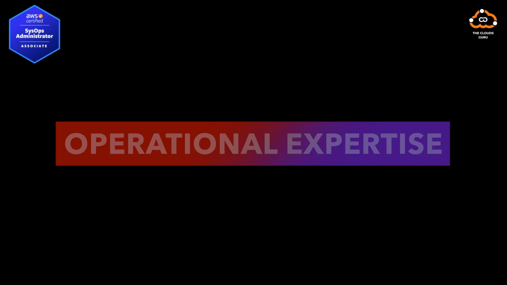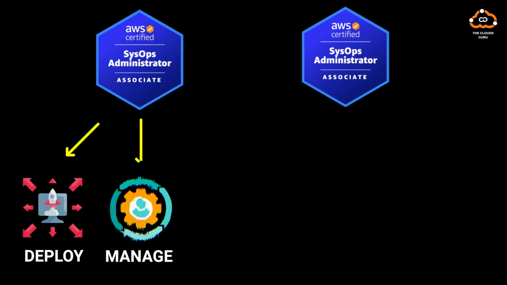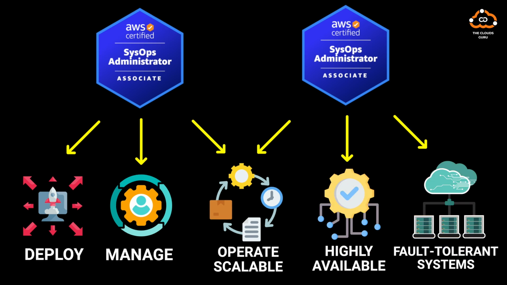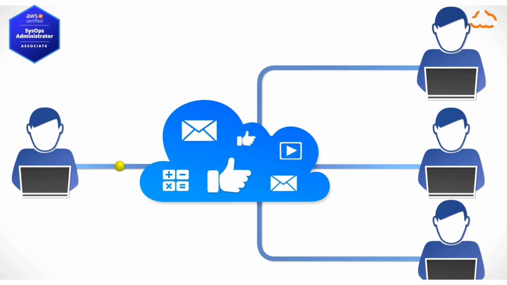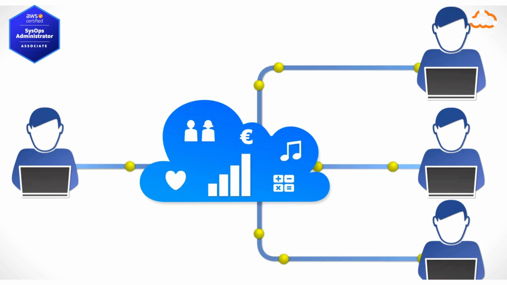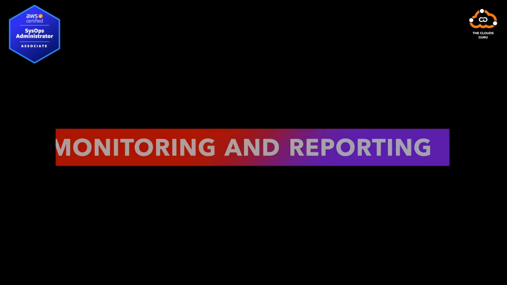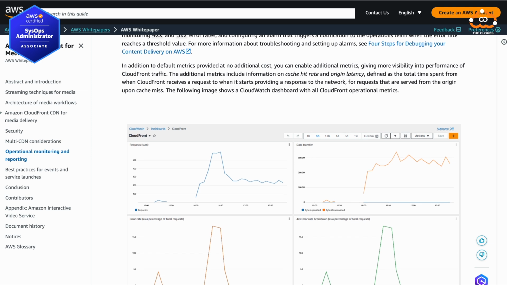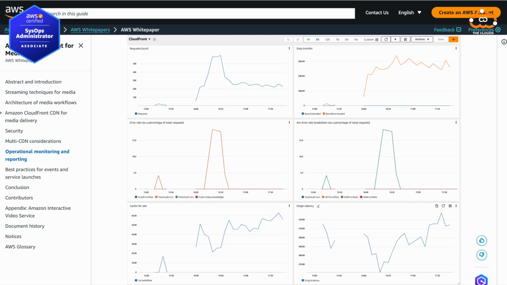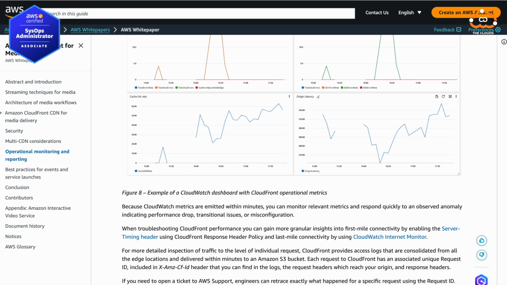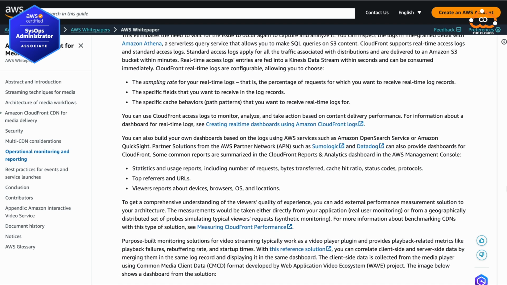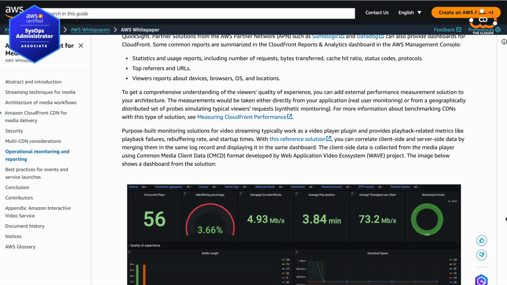Operational expertise. This certification emphasizes the skills required to deploy, manage, and operate scalable, highly available, and fault-tolerant systems on AWS. It's about ensuring smooth operations of cloud-based applications and services. Monitoring and reporting. A key aspect of this role is effective monitoring and reporting, which involves understanding AWS monitoring services and logging mechanisms. It equips you with the ability to identify and respond to performance issues and optimize resource utilization.